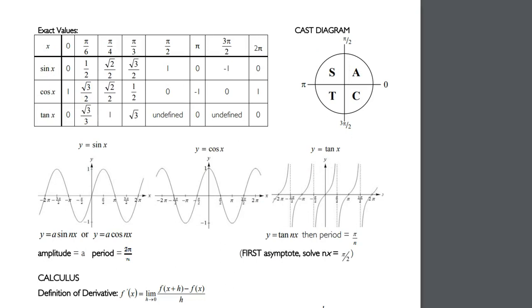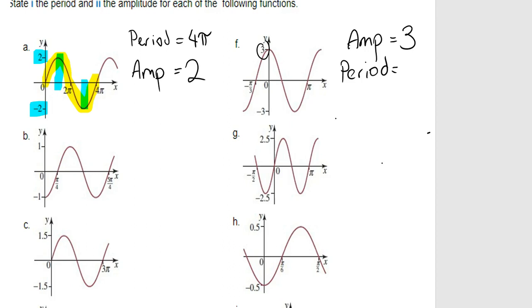If we go back to our formula sheet, a period for the cos graph starts up high, goes down low, and then goes back up high. So starts up high, goes down low, back up high. And they haven't told us this endpoint here.